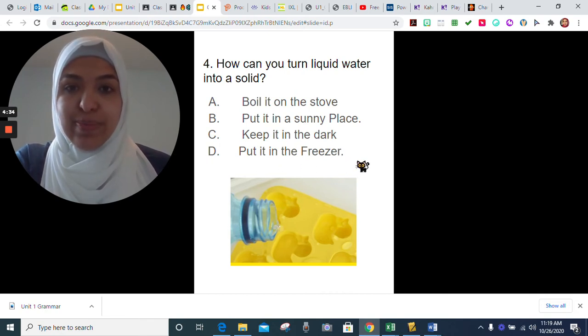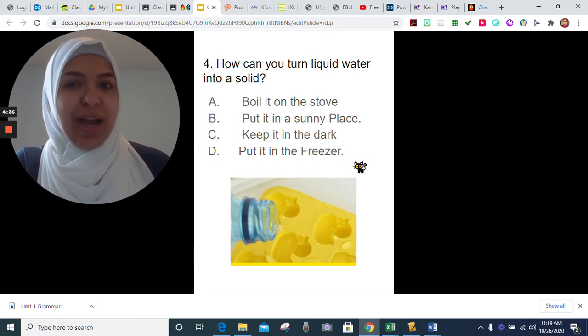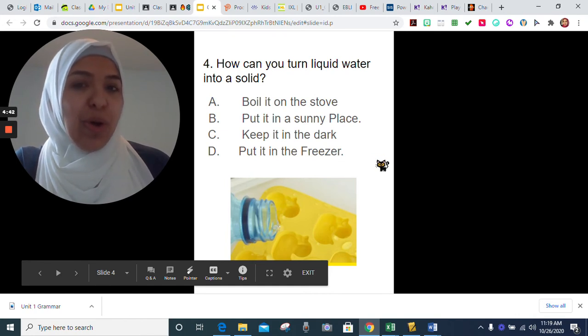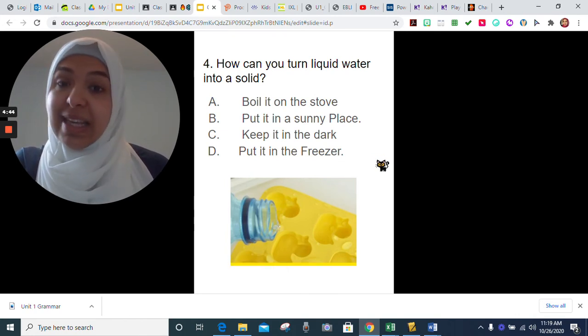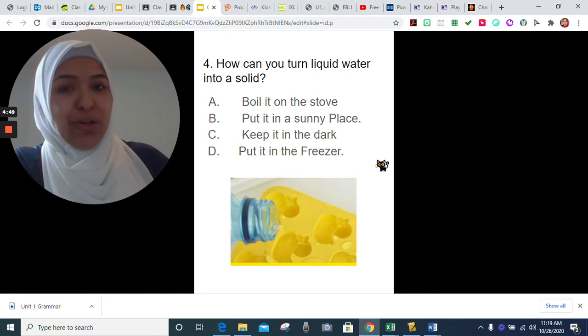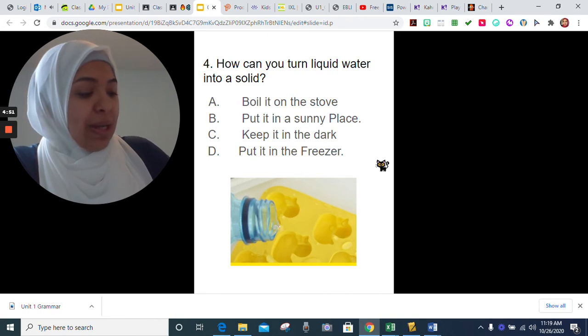What do you do? Look at the picture over here. How would we turn liquid water into solid? The answer is D, you put it in the freezer. You are correct. Go ahead in your notebook, write number 4, and the answer is D.